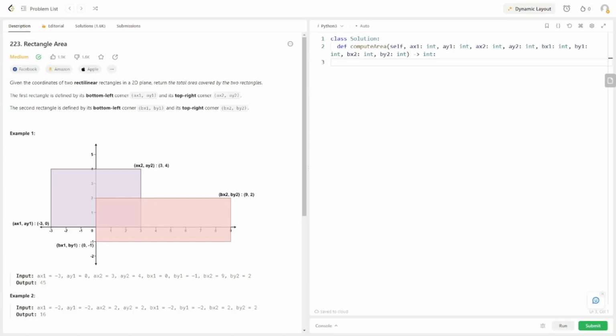Hello everyone, let's look at Leetcode question 223, rectangle area. In this question we're given two rectangles in a two-dimensional plane and we need to return the total area covered by these two rectangles.